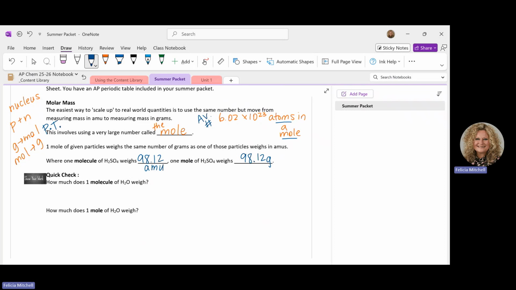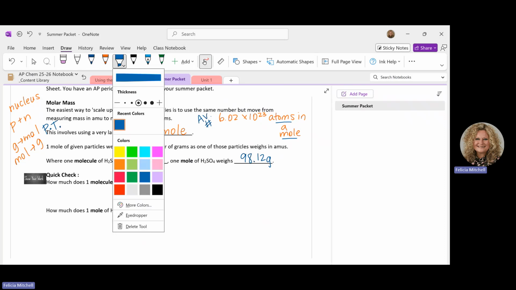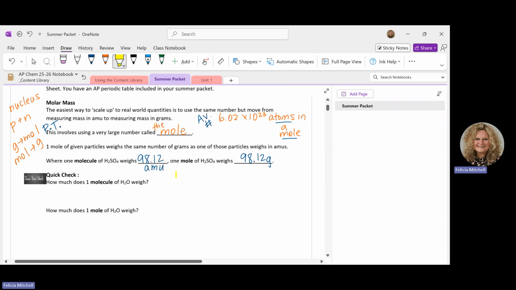You see that we could report that a molecule of a substance has a mass in atomic mass units, but we generally are going to be simply reporting what the mass of 1 mole of the substance would be, and it would be in grams. Now, this is not new to you, okay? Especially if you had me last year.